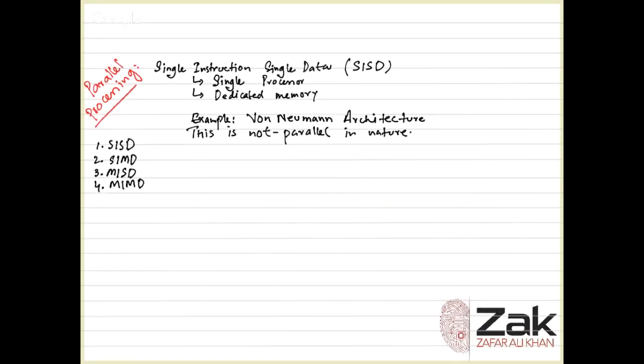In your syllabus, this does not go by the name Flynn taxonomy. It is simply: how many types of parallel processing do we have? Kind of. It is Flynn taxonomy. So if you would like to research it, go to multimedia and type Flynn taxonomy. So the first one is single instruction, single data.